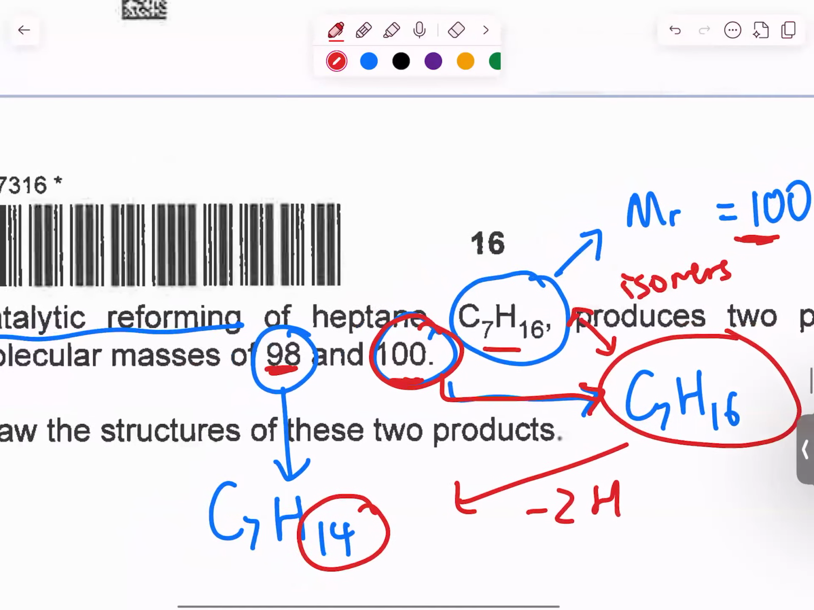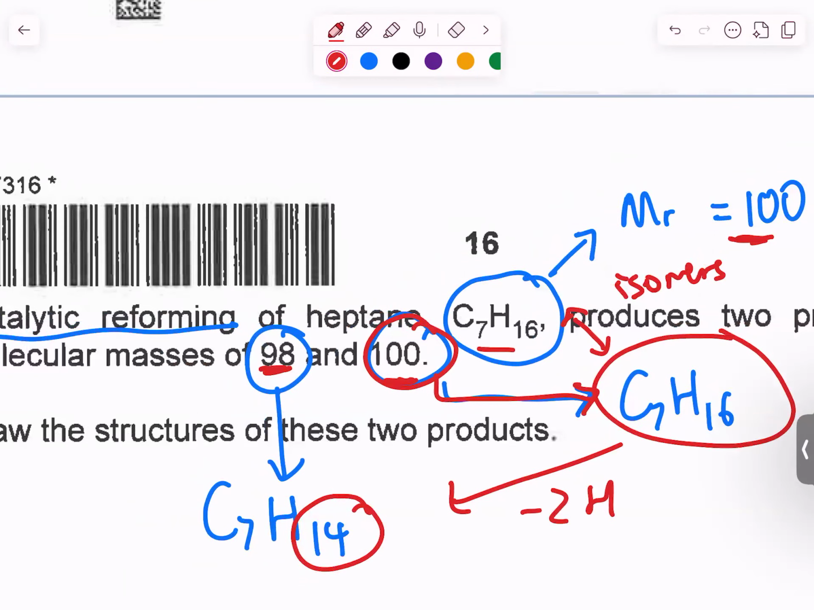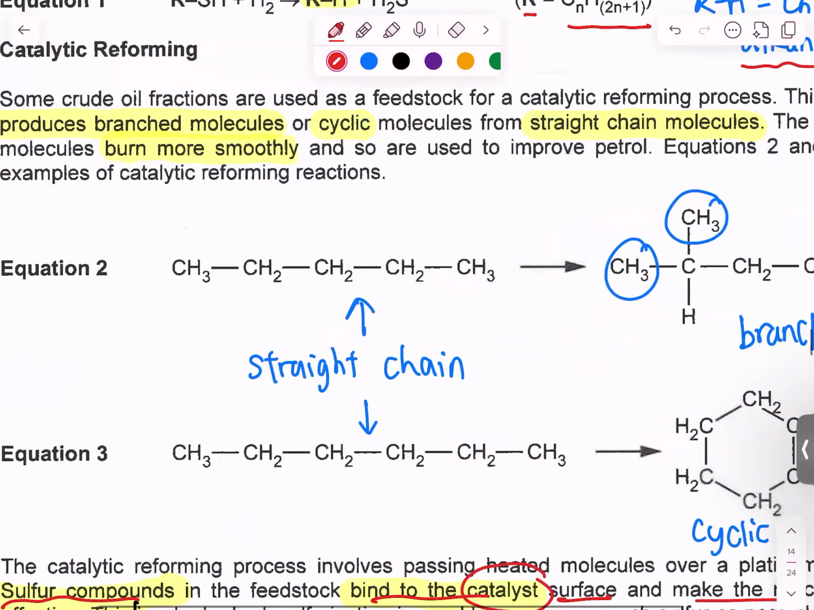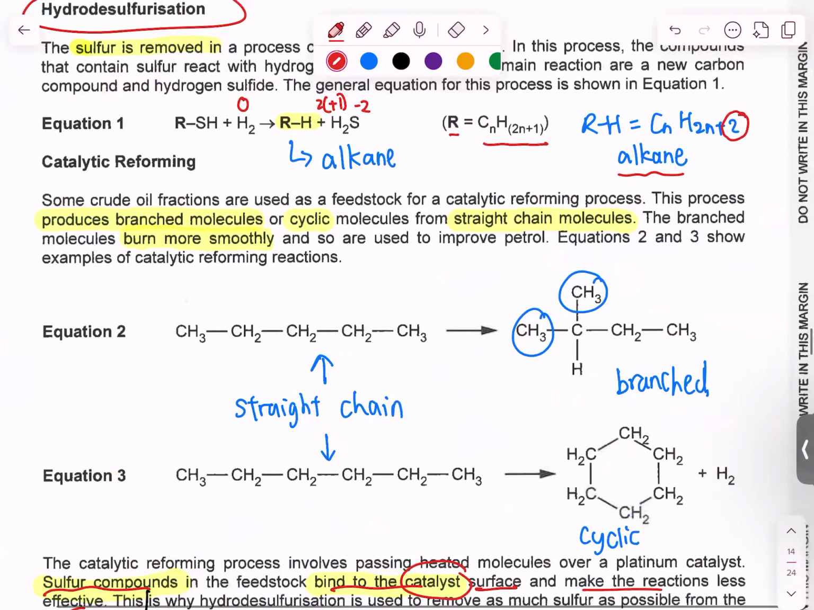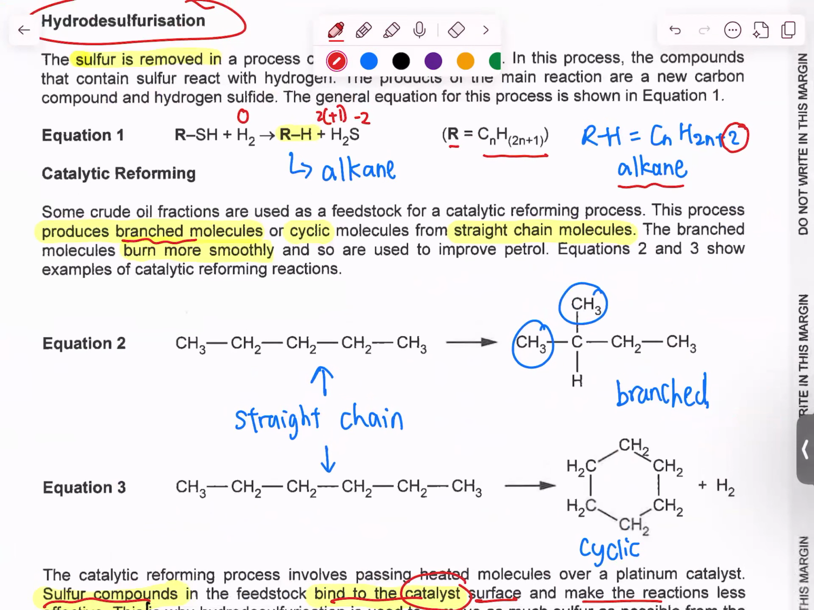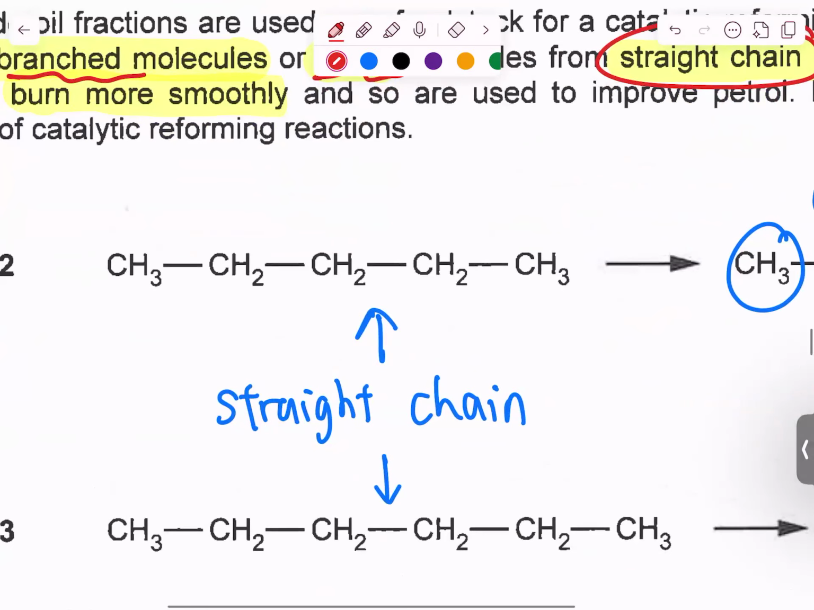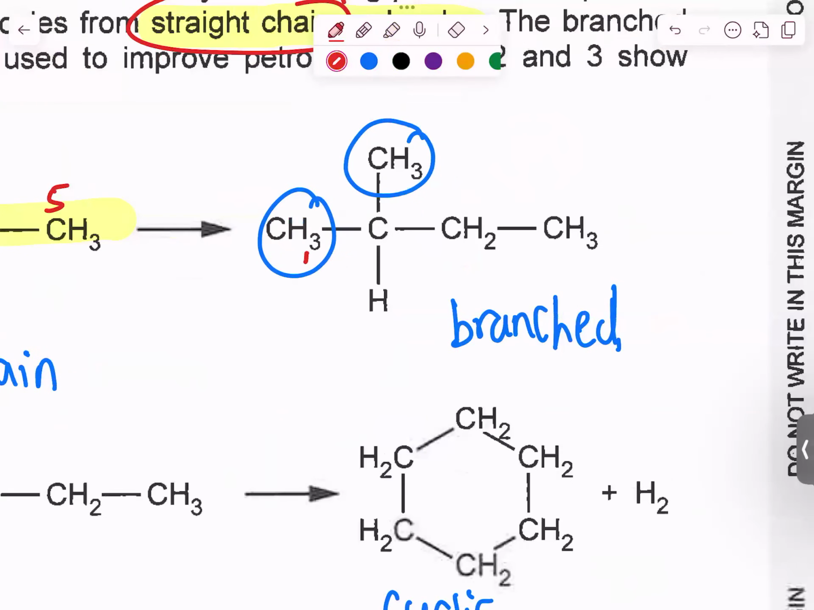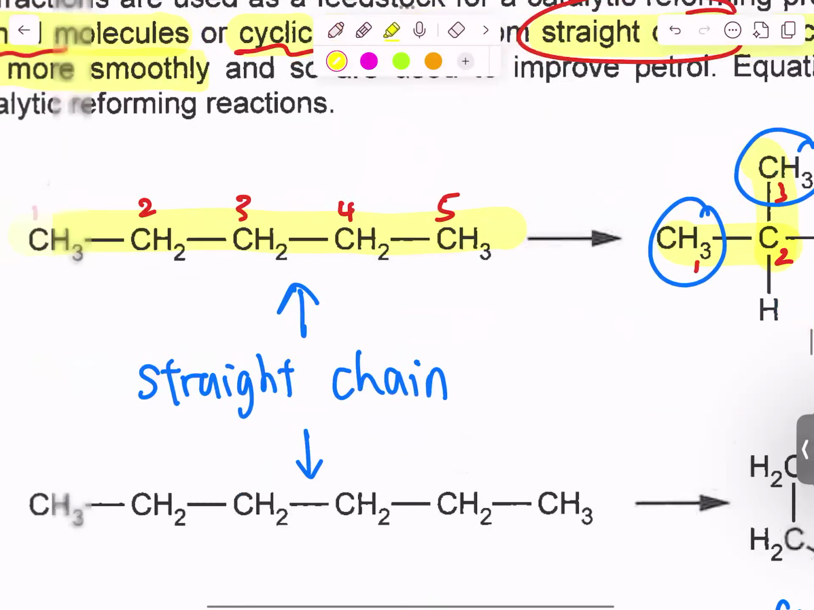So can you see, even just by reading the question, I try to analyze and obtain information. Now, in the passage, what kind of products does catalytic reforming produce? It produces branched molecules or cyclic molecules from straight chain molecules. So these are straight chain molecules. What is a straight chain molecule? Essentially, carbons 1, 2, 3, 4, 5 are in one straight line. For branched, that means 1, 2, 3, the 3 is not in the straight line anymore. Can you see that? The 3 is no longer in the straight line. This is called branched. It's no longer a straight chain.